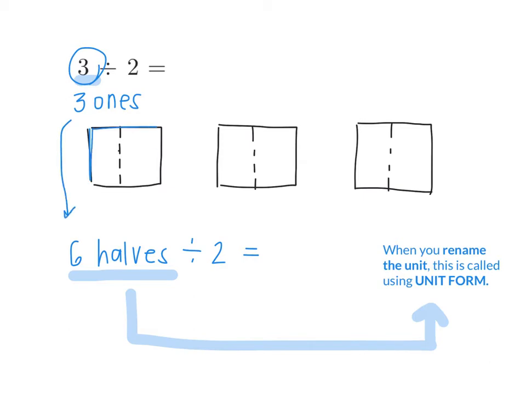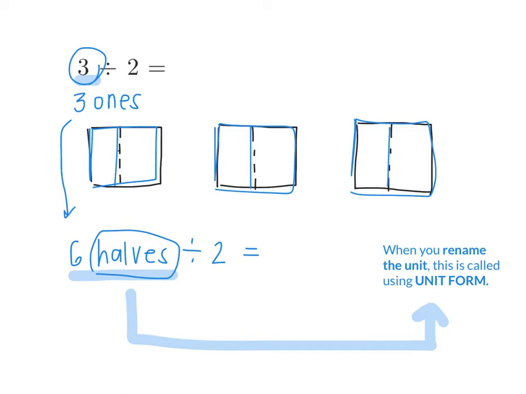Look, I have 3 ones here. Here's 1, 2, 3. But if I cut each one into half-size pieces, did I change how much I have altogether? No, I still have 3 ones. But I cut them into 6 units. But what are my new units? Halves. 3 ones is the same amount as 6 halves. Do you guys agree? Right?